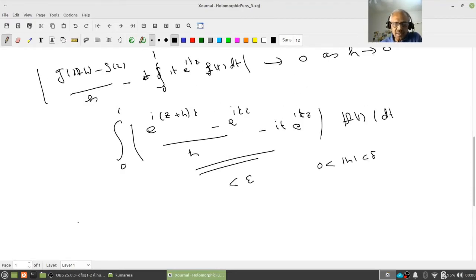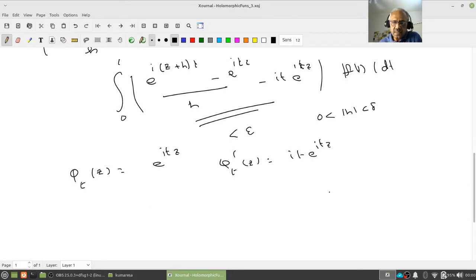The mistake lies here. What I am looking at is a function; let me call it phi_t, with phi_t(z) equal to e^(itz). So this is a function depending upon t, and its derivative phi_t'(z) is it e^(itz). Now, if you give an epsilon, there is a delta, but the delta will depend upon t. It's a function of t. Are you following? If 0 < |h| < delta, for that particular t, this will work: this minus this, in modulus, will be less than epsilon.